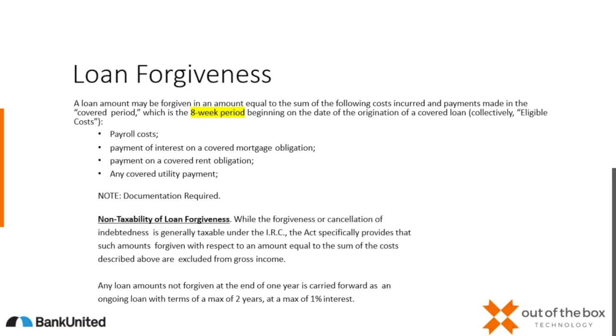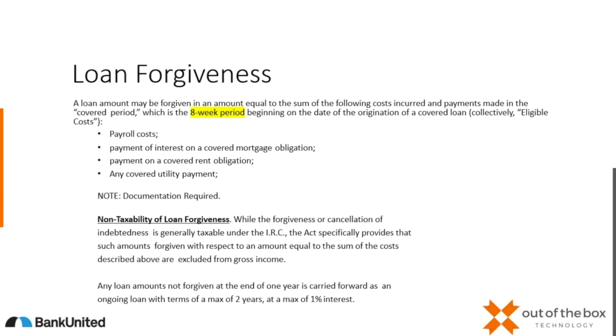So if you had 10 people on payroll February 15th, you must have 10 people on payroll at the end of June. Now, 75% of the loan proceeds must be used towards that payroll. You could reduce hours, you could reduce pay, but you cannot reduce the number of people on payroll in order for this to get forgiven. For example, 10 people on payroll in February, those 10 people must still be on payroll at the end of June in order for it to be forgiven.